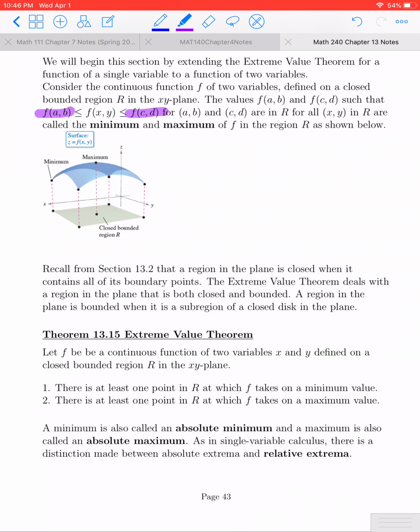This is theorem 13.15. Let f be a continuous function of two variables defined on a closed and bounded region R. That's the analog of a closed interval in the one-dimensional case. Then there's at least one point in R at which f takes on a minimum value, and there's also at least one point in R at which f takes on the maximum value. Okay. A minimum is also called an absolute minimum, and a maximum is also called an absolute maximum in that case.